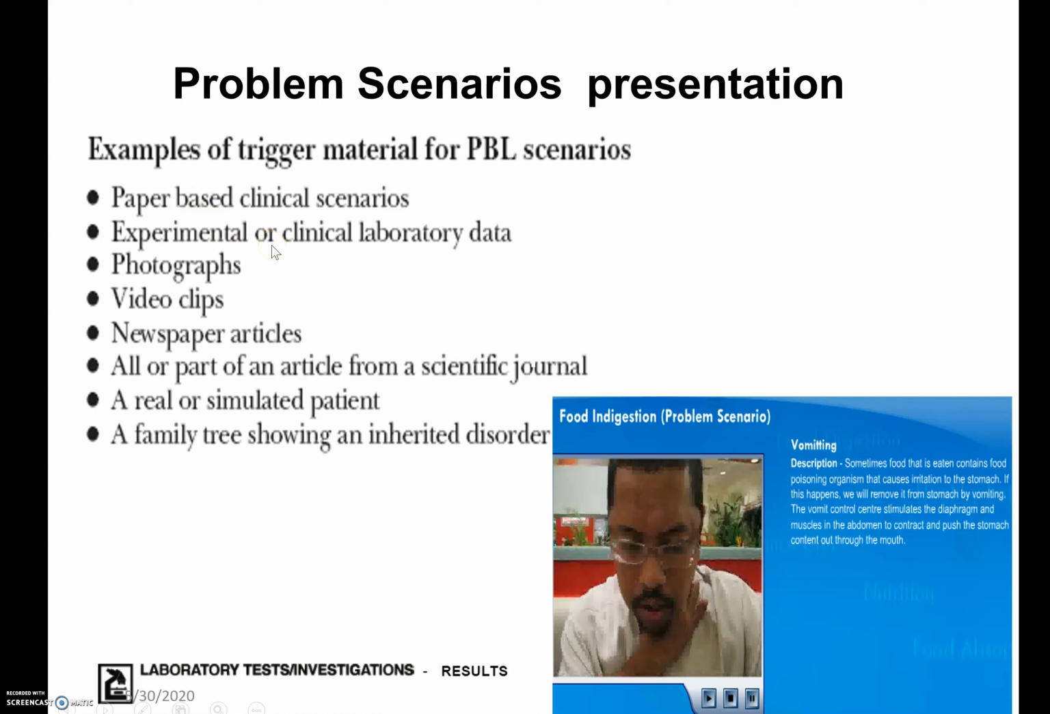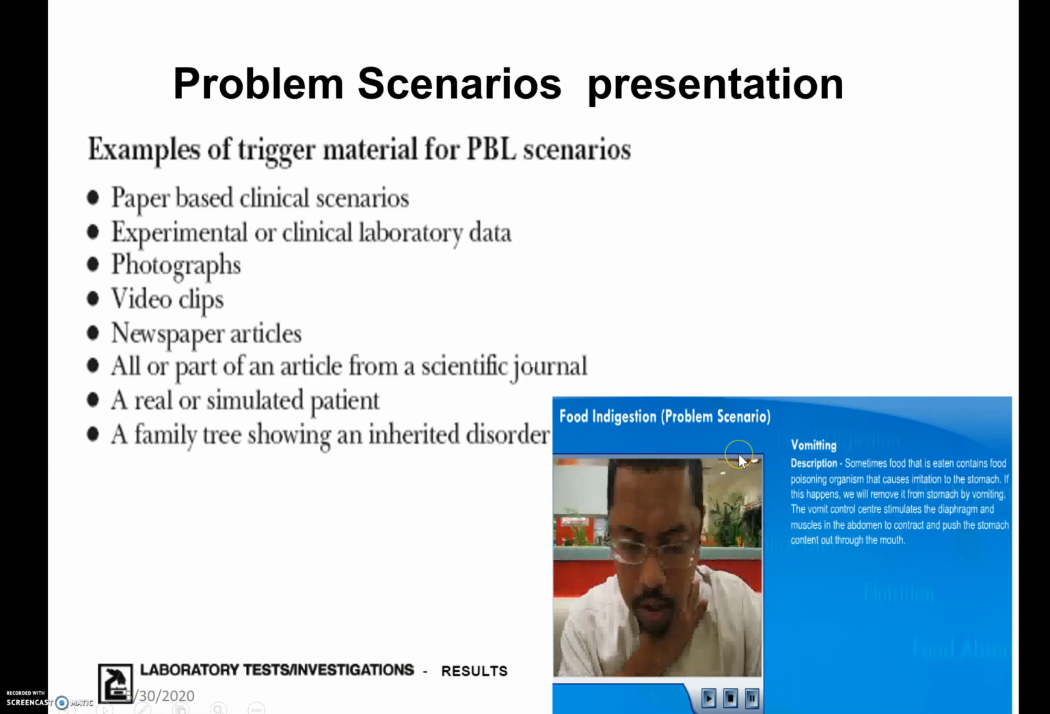It could be some data from an experimental lab, some video, or photos. For example, if we want to teach them about network topology, perhaps we could show some statistics or some screen capture showing that data may be lost from their database.